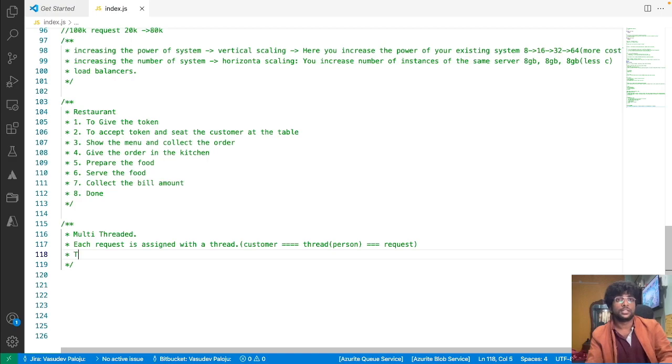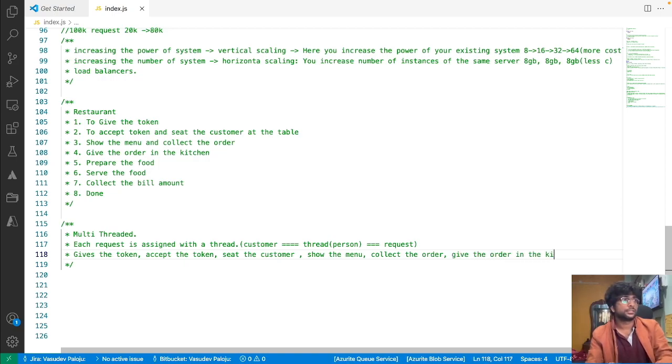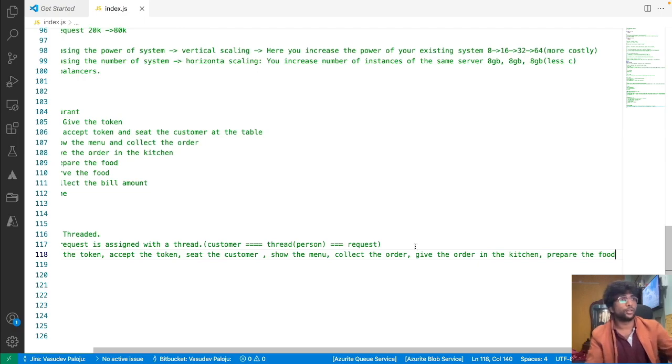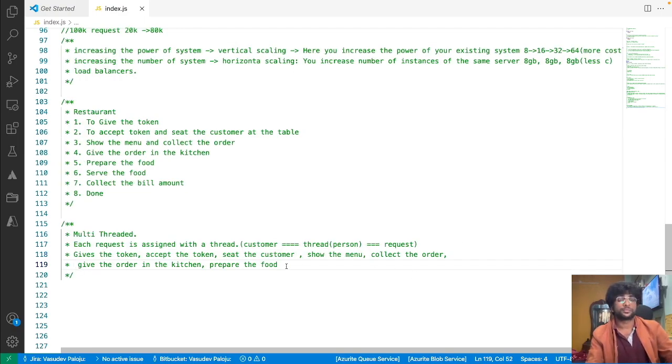This person gives the token, accepts the token, he only, the same person, because the same thread does all the tasks synchronously. Accept the token and seat the customer, show the menu, collect the order, give the order in the kitchen, the same person, prepare the food. He will prepare the food because every task is going to be done by him himself. Prepare the food, serve the food, and collect the bill amount. Right? So this is typically what happens in multi-threaded.